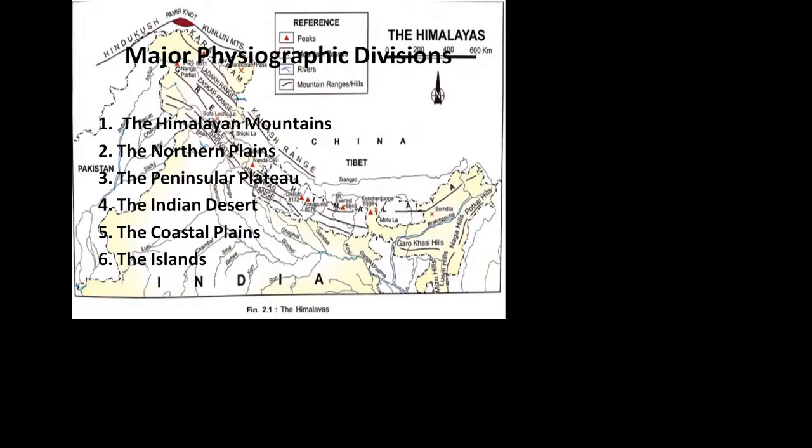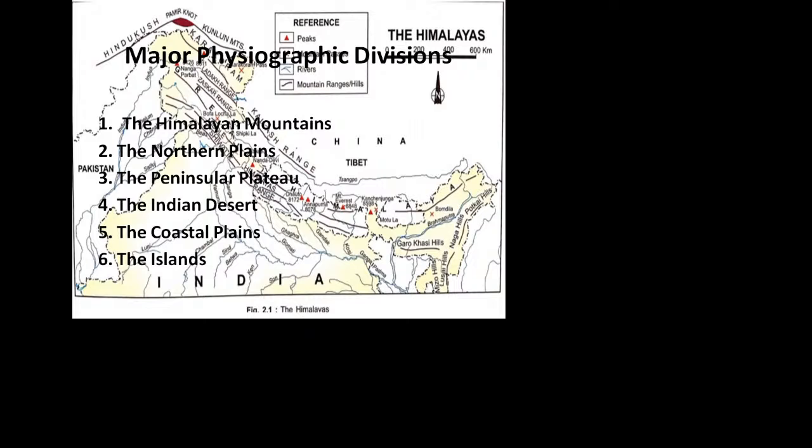The northern plain consists of alluvial deposits, and the peninsular plateau has gently rising hills and wide valleys composed of igneous and metamorphic rocks. It took millions of years for the landforms of India to attain their present forms. Many geological changes have led to their formation.